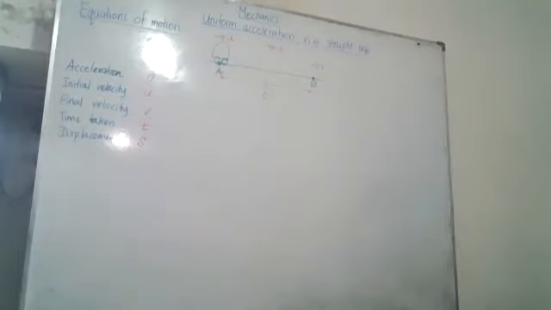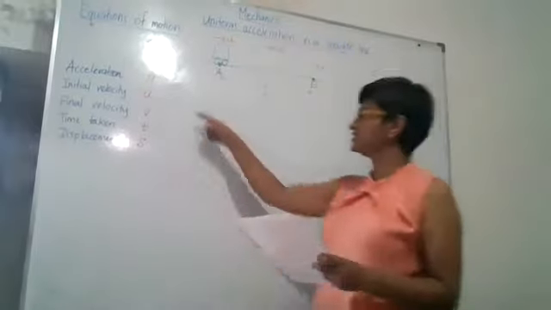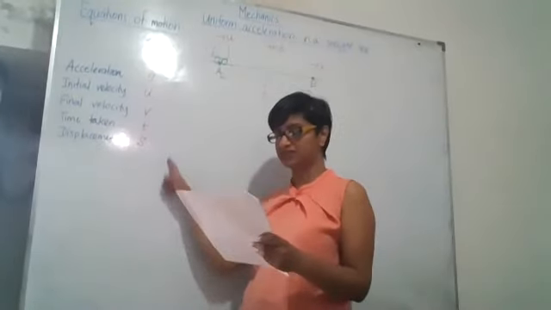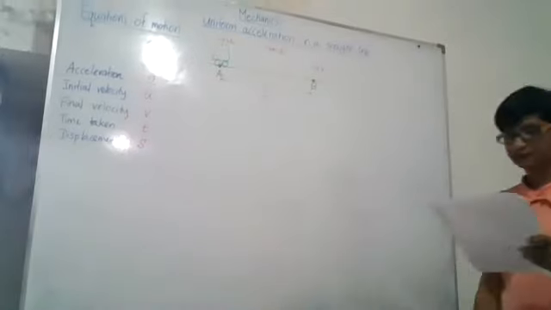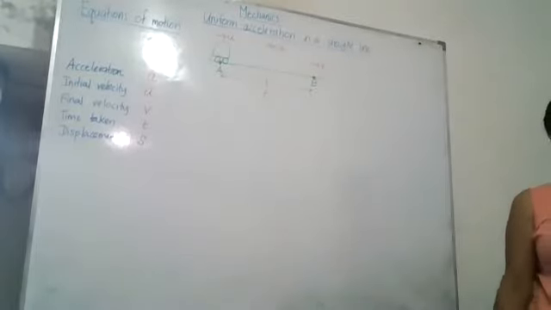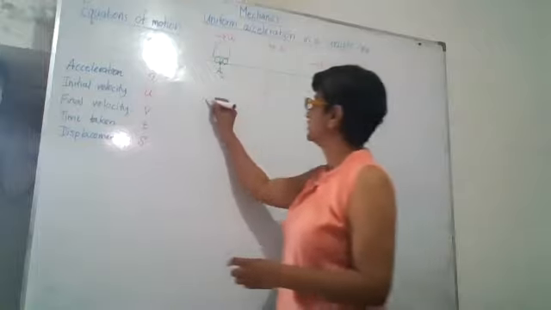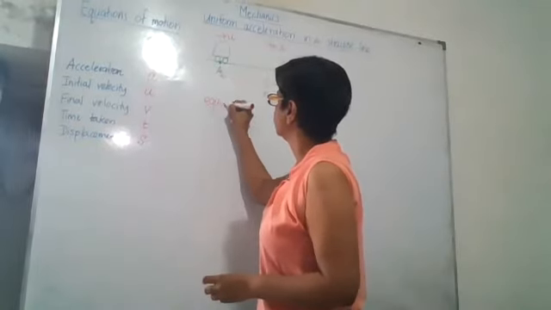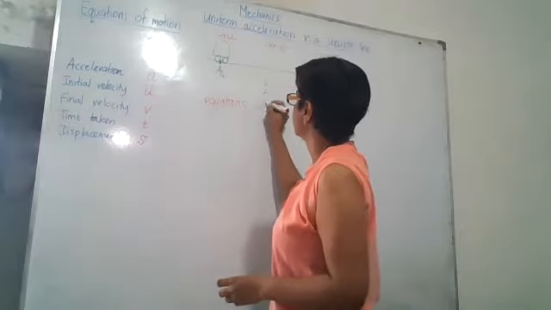There is a set of four equations that relate four of these parameters at a time. The whole set is called equations of motion.